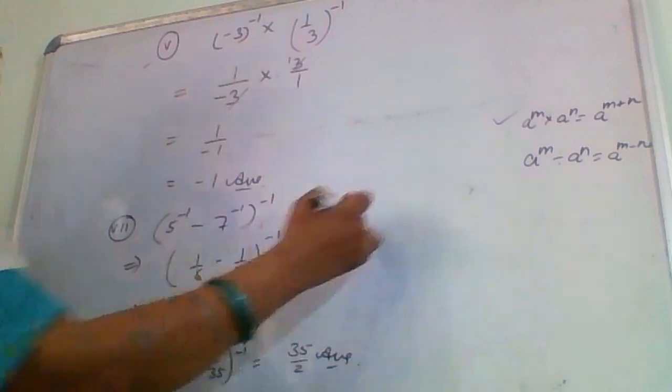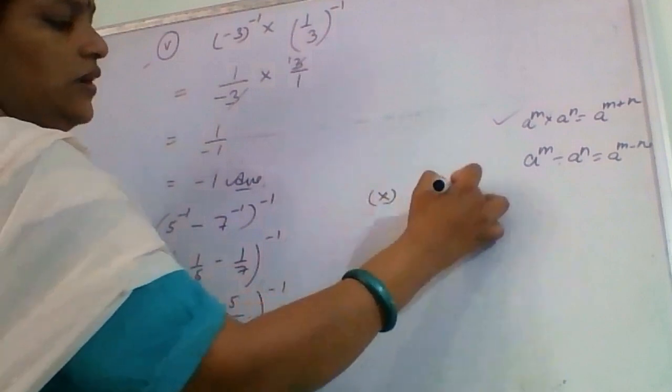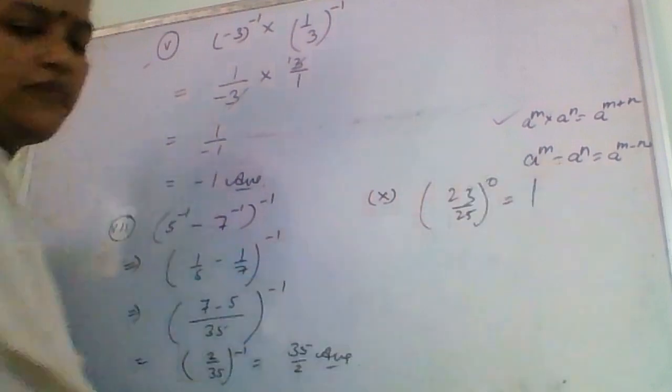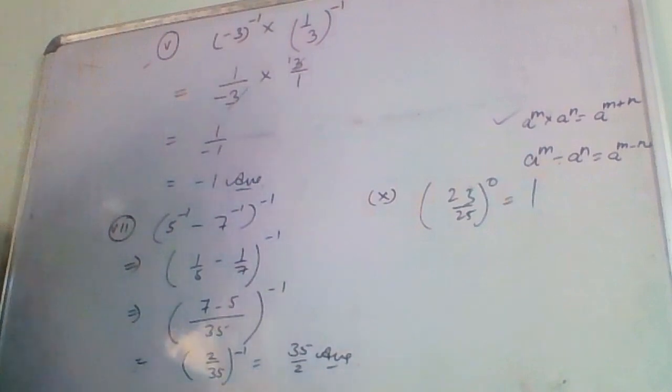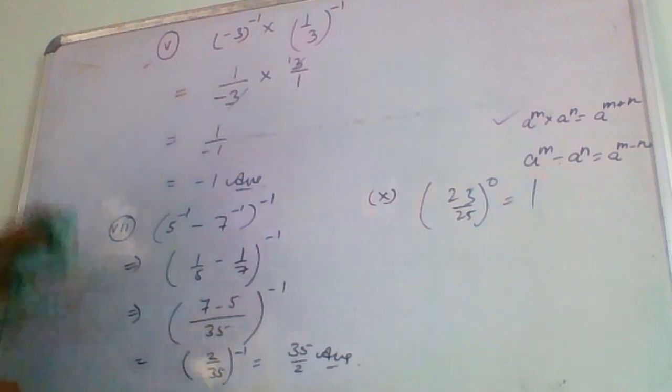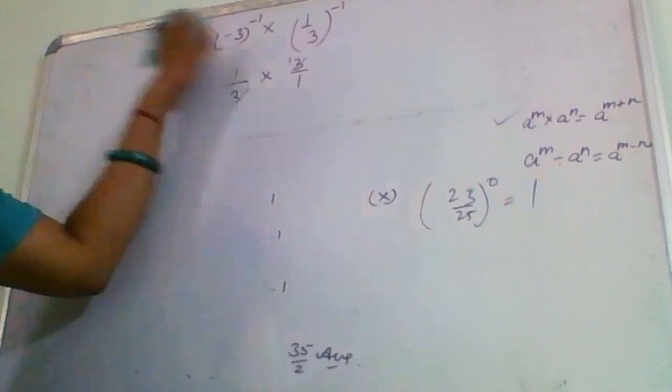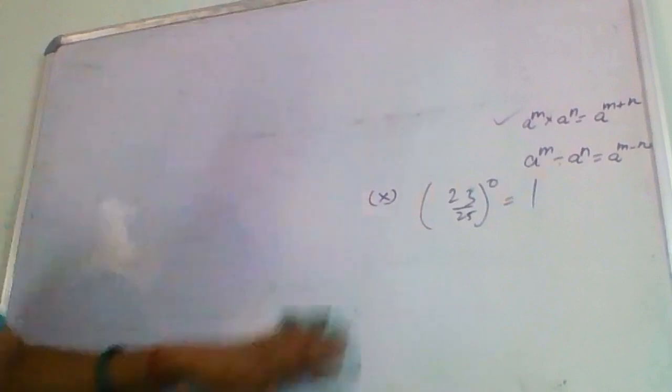What about question number 10? (23 by 25) power 0. So it's always equal to 1. Right. One more question I will do, the question number 10, and then we will move on to the rest of the questions. Till question number 10 you have to complete in your copy.